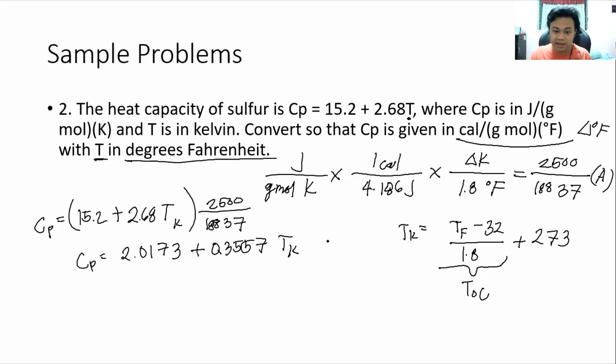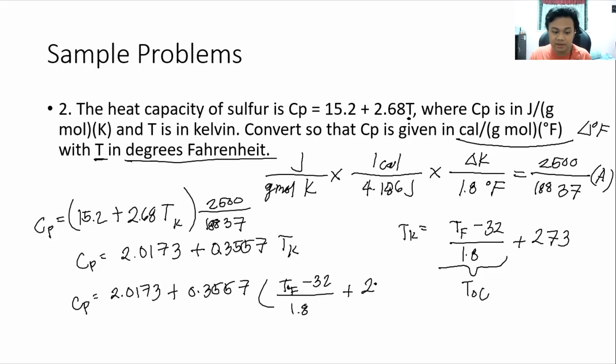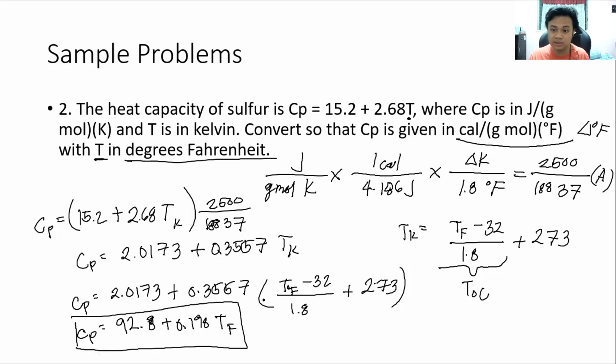Okay, so we will substitute it here. So substituting, we have 2.173 plus 0.3557, and then insert this whole expression, (TF minus 32) over 1.8 plus 273. So the answer will be 92.8 plus 0.198 times TF. Okay, so that will be the final answer. You just have to simplify this expression here, and then you will get this answer. Okay, that's that easy.